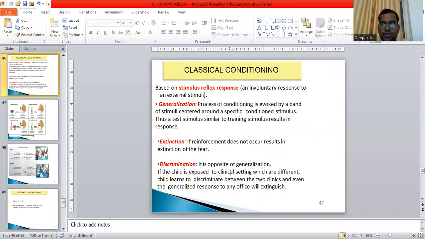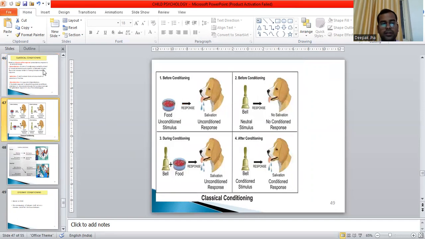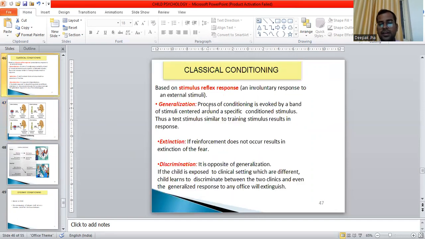If a child is exposed to clinical settings which are different, the child learns to discriminate between the two clinics, and even the generalized response to any office will extinguish. So now let's come to these basic three things. Generalization basically means a stimulus given to a child, in simple terms.